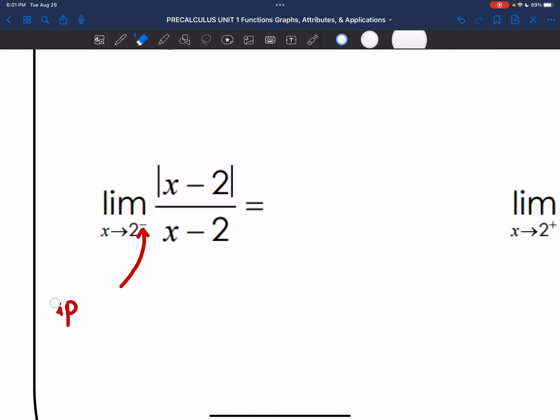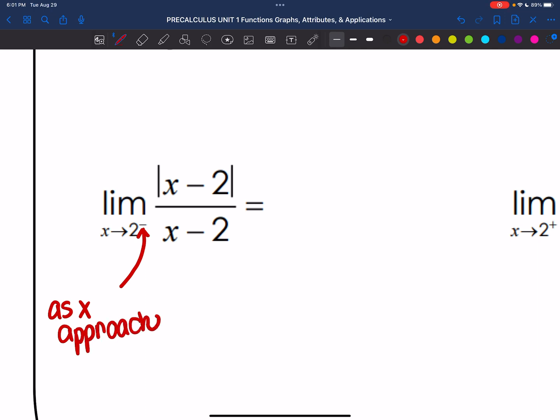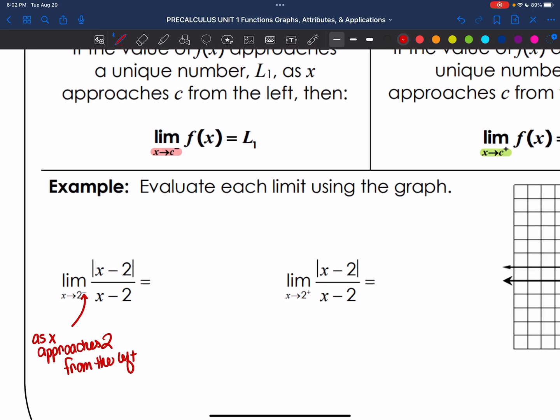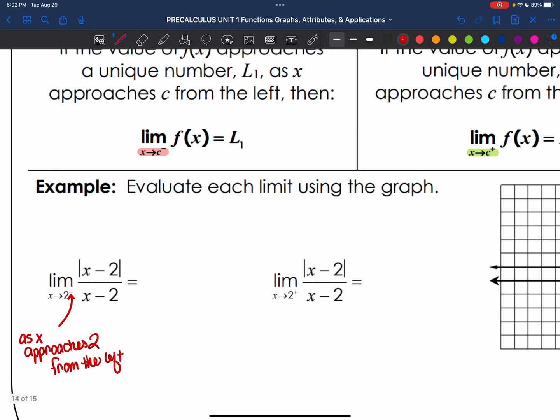approaches 2, let me write it this way. As x approaches 2 from the left. Why from the left? Because we said above, if you have that little negative after your value, then that is indicating from the left.